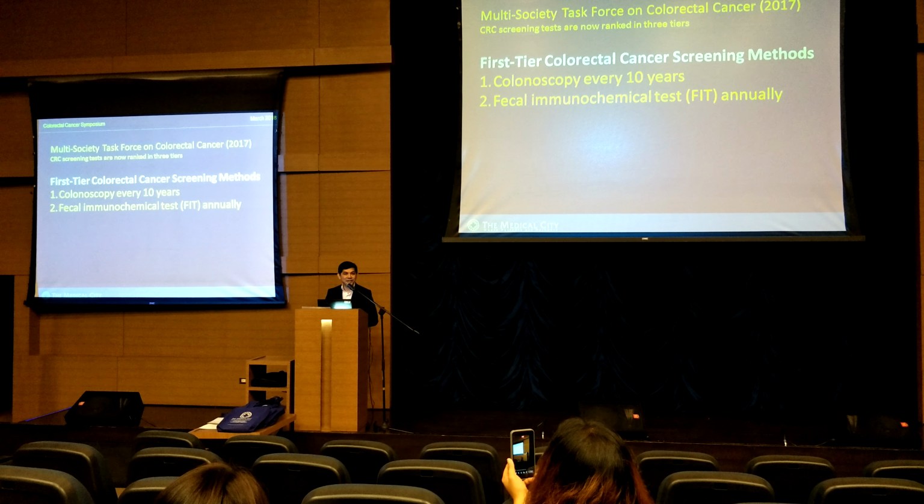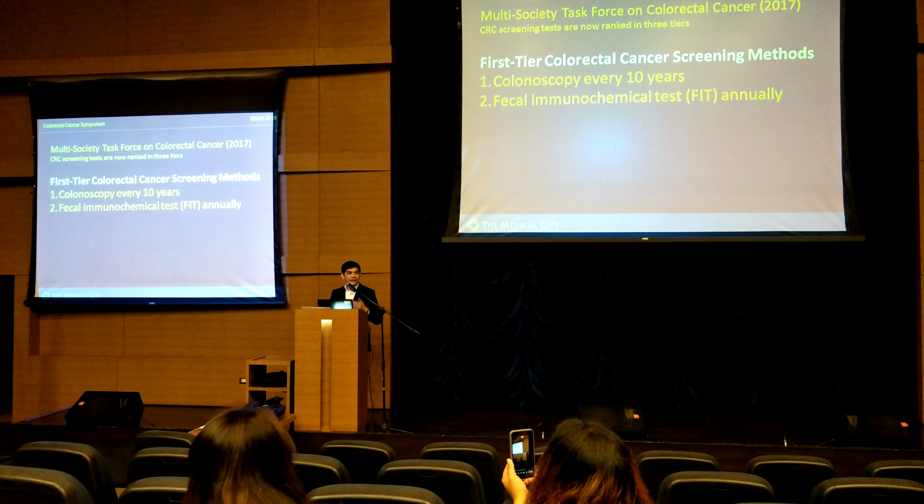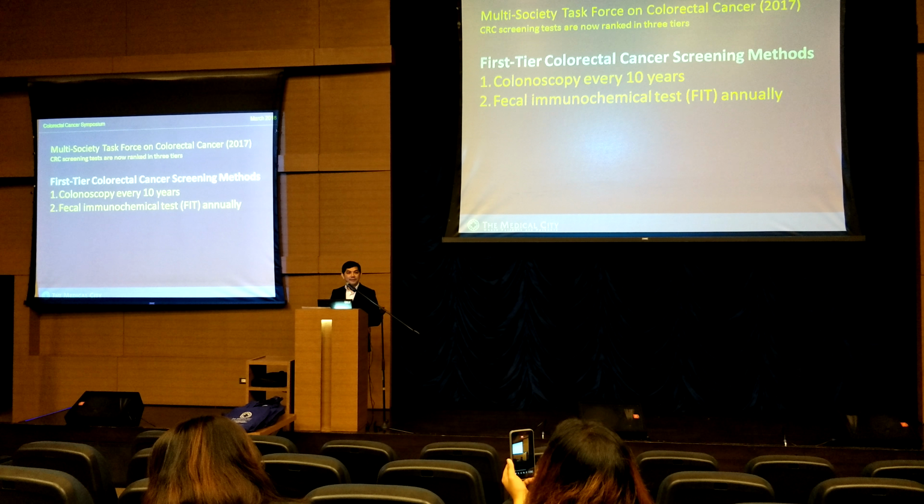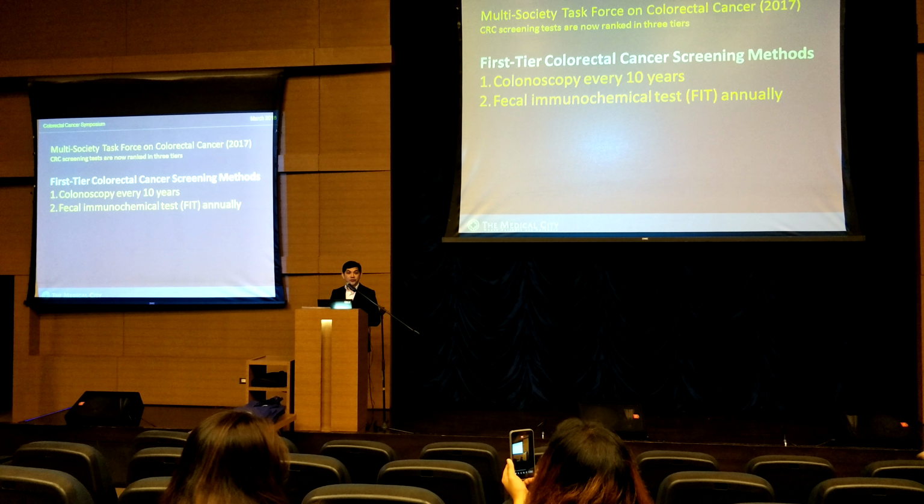And just last year, the Multi-Society Task Force on Colorectal Cancer, which is an association of 3 professional GI groups, have already classified all the screening methods we have for colorectal cancer, and they chose these 2 as the first tier for screening methods. So I will be discussing this, since these are available in our country, in the medical city. First one is colonoscopy every 10 years. The other one is doing a stool test, which we actually have a booth outside. The fecal immunochemical test, or FIT for short, but it has to be done every year. So these two are the cornerstones for screening for colorectal cancer.